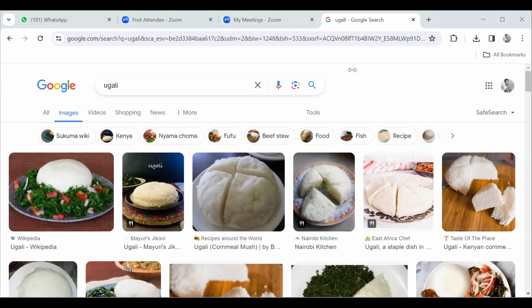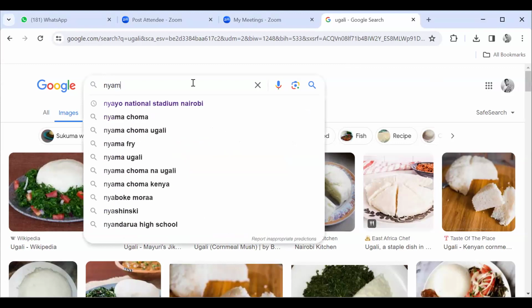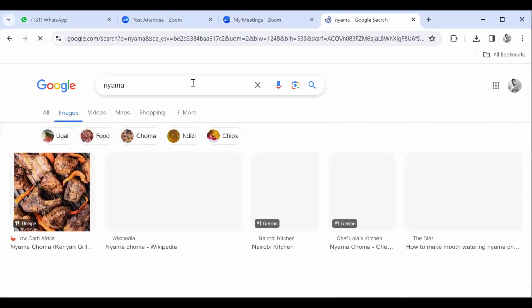Like now you are saying fufu, but it's basically still back to ugali, what Swahili call ugali. So this ugali can be served with anything, but you cannot serve it with pilau. The other pilau we've seen, you rarely have to serve ugali and pilau, but you can serve ugali, for example, with what you call nyama. Nyama is meat. So you can serve ugali with nyama. Nyama is beef. You can have a variety of nyama.